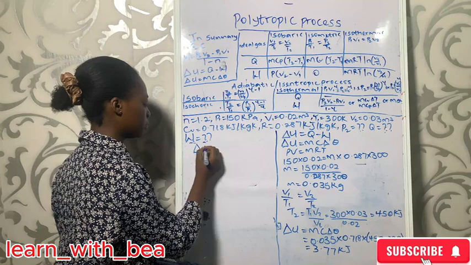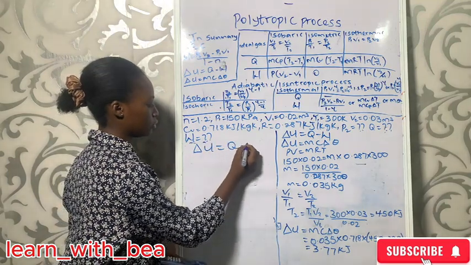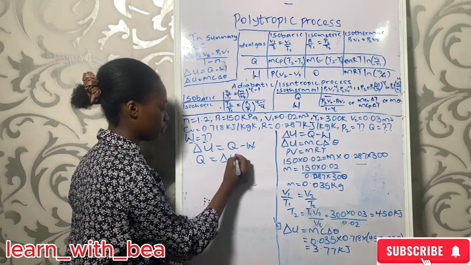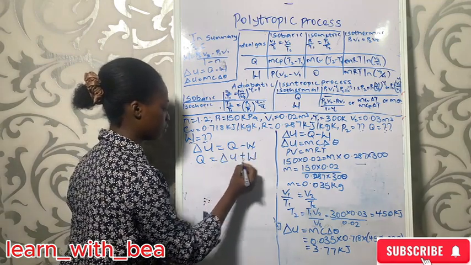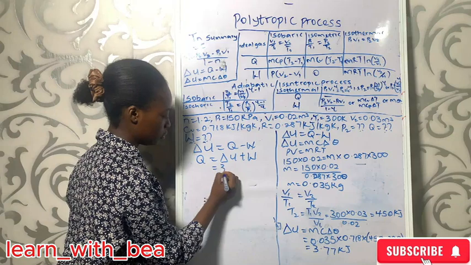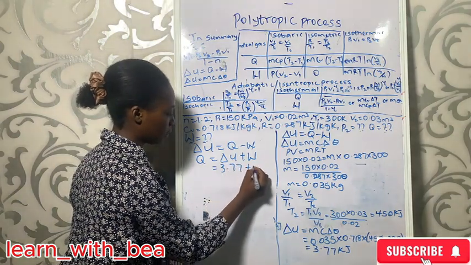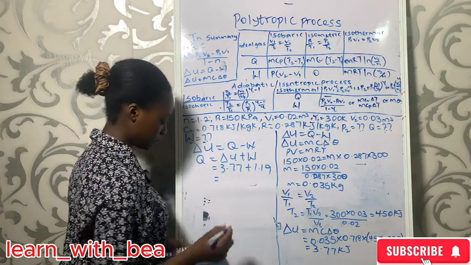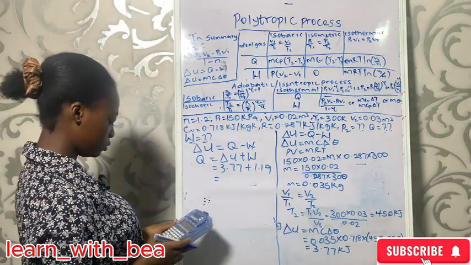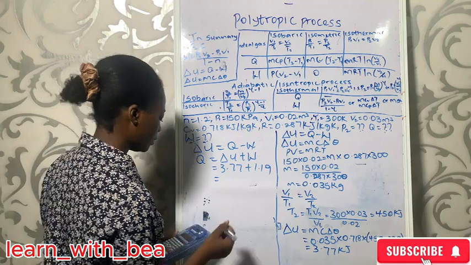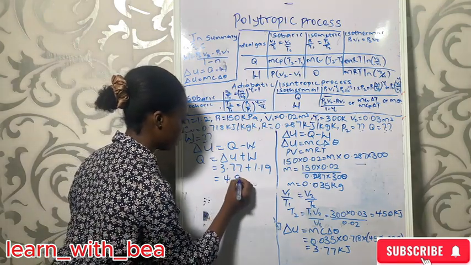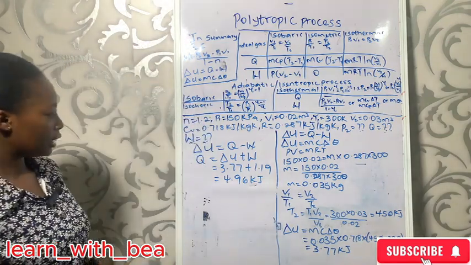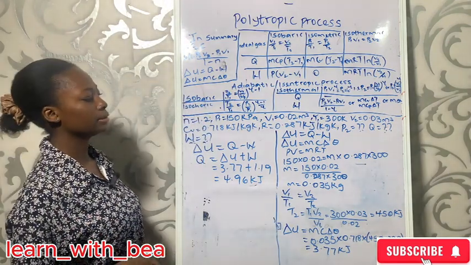Since we have delta U equals Q minus W, our Q will now be delta U plus W. Our delta U is what? 3.77, and our W is 1.19, if I'm correct. That's plus 1.19. We have 4.96 kilojoule. Yes, and that is our answer.